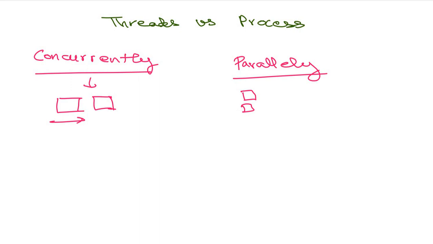So when do we get concurrently and when do we get parallelly? Concurrently we get when we have only one processor, and parallelly we get when we have a multi-core processor or multiprocessor. So when you have multiple processors, then we have parallelly running, and when we have only one processor, then we have concurrently.